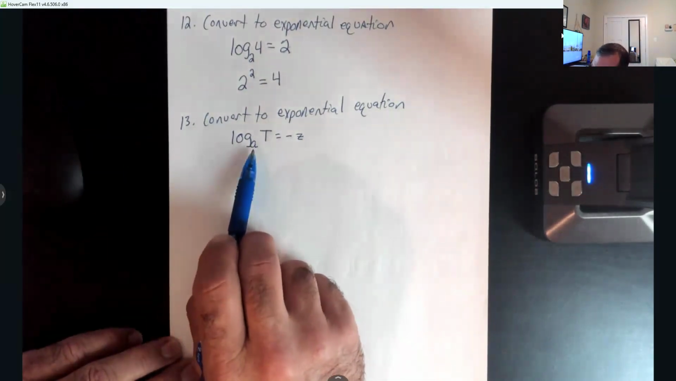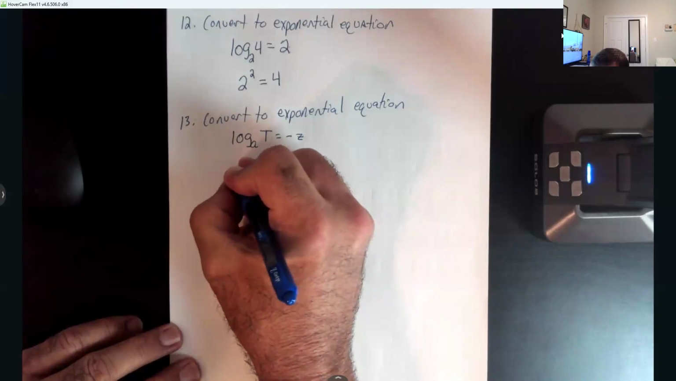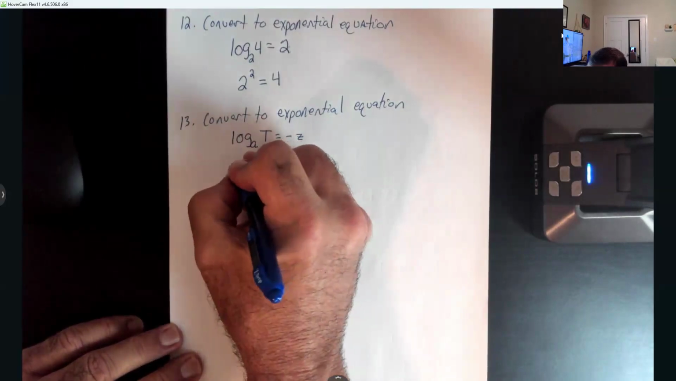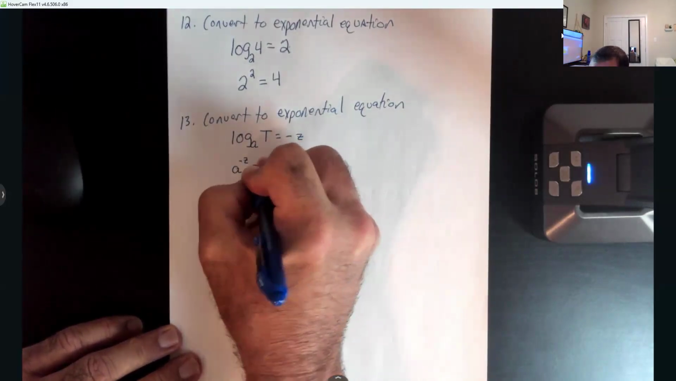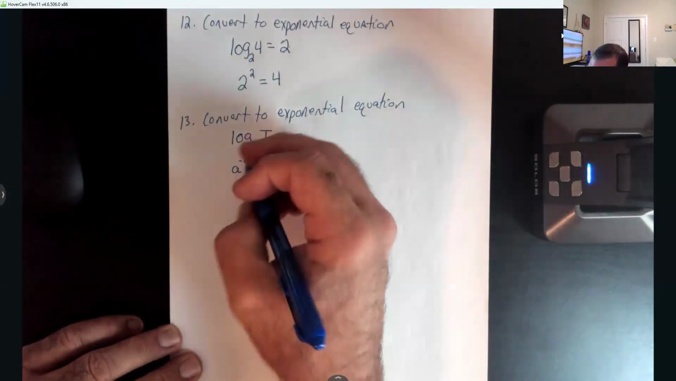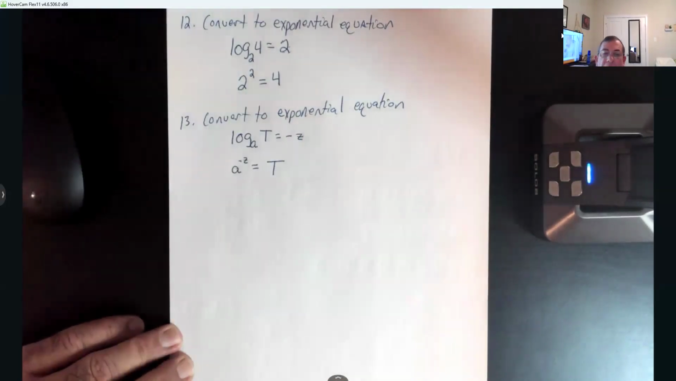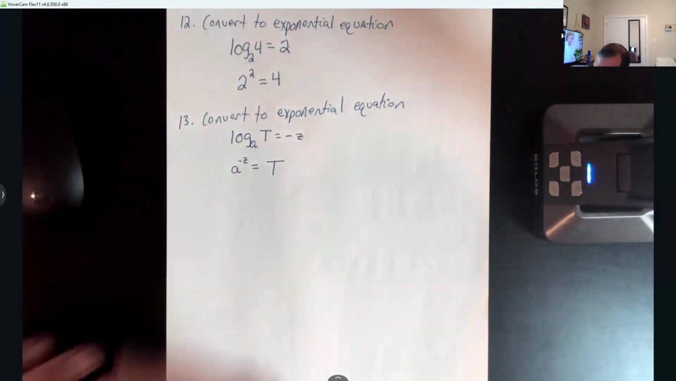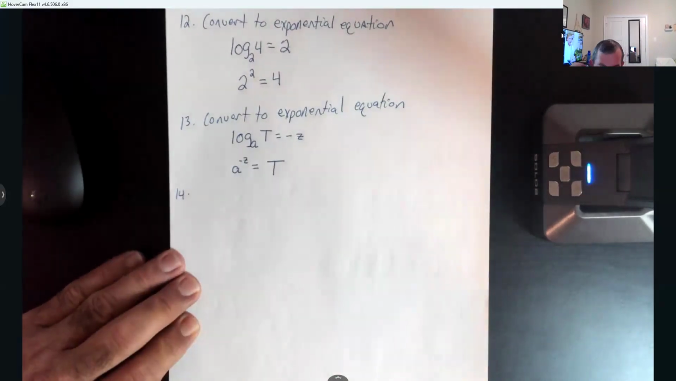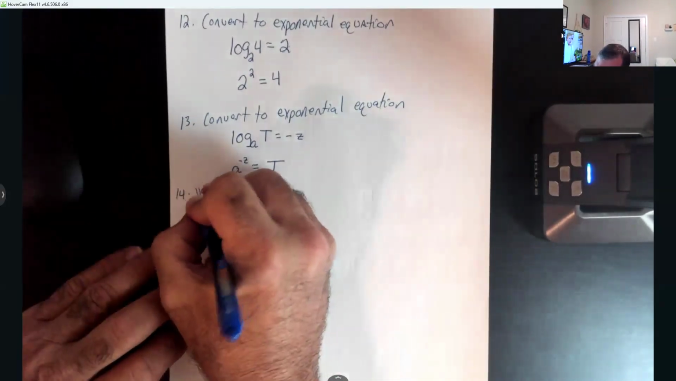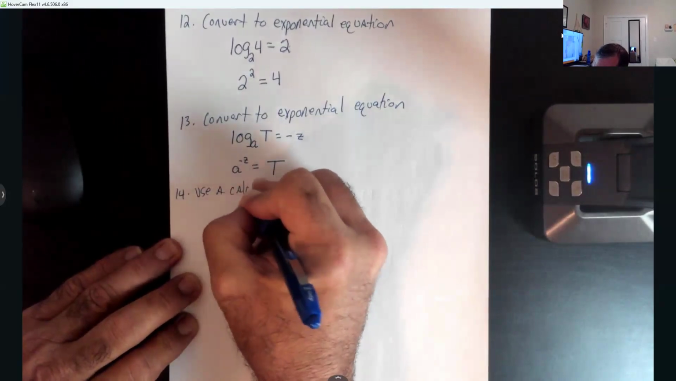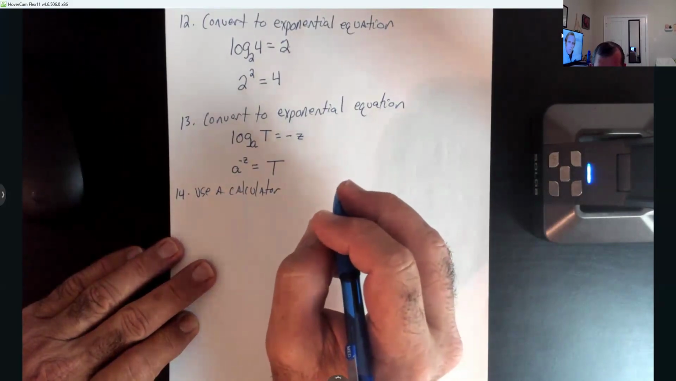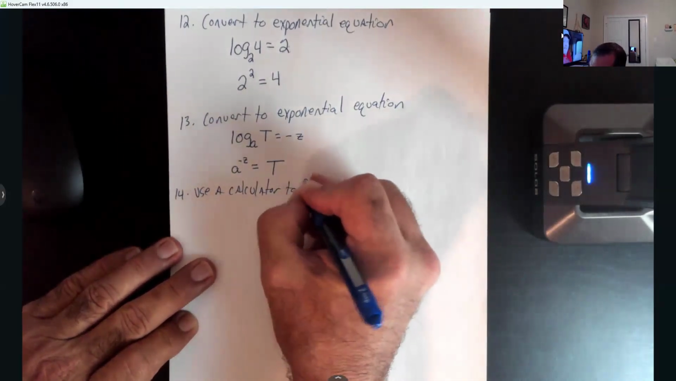All right, y'all, the base is the A. The exponent is the negative z, and that's going to equal the result, which is the capital T. All right, 14 says use a calculator to find the natural log.